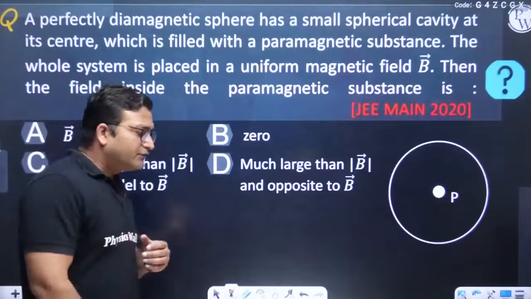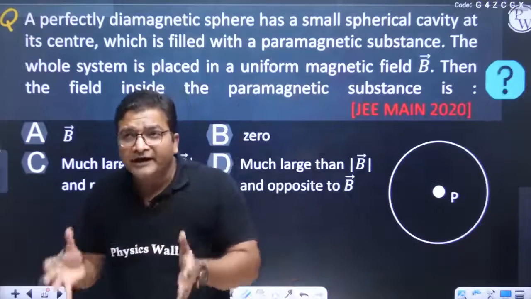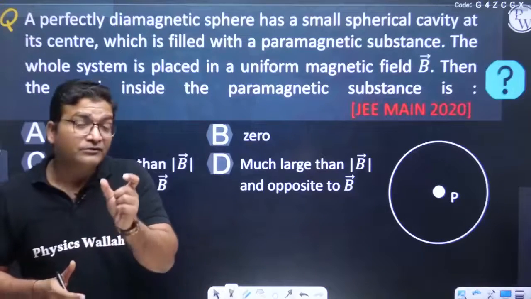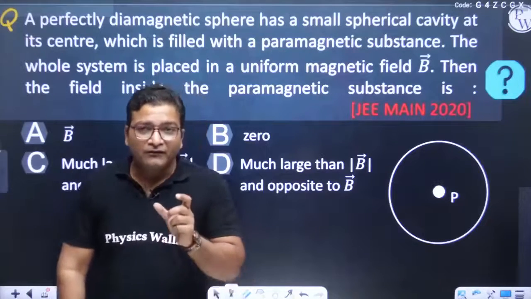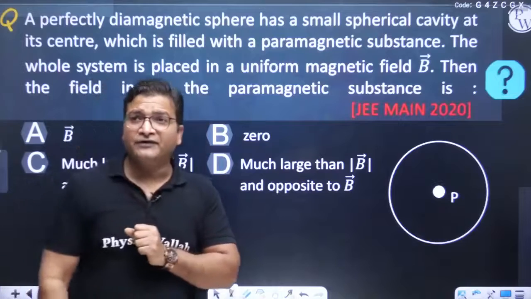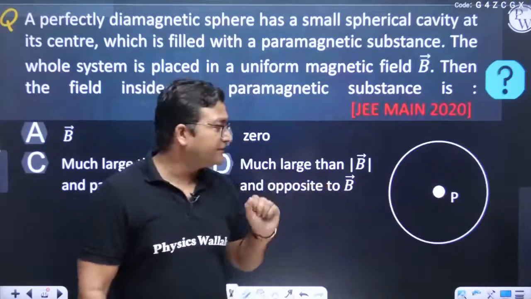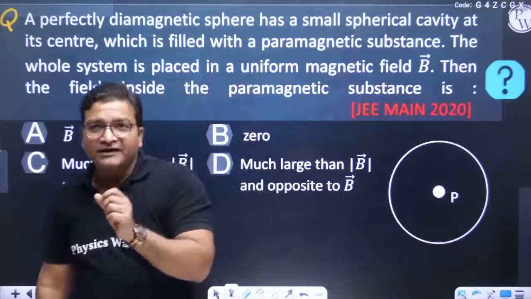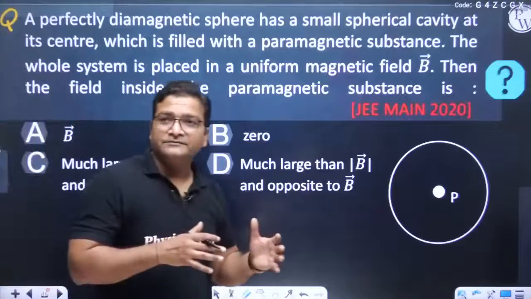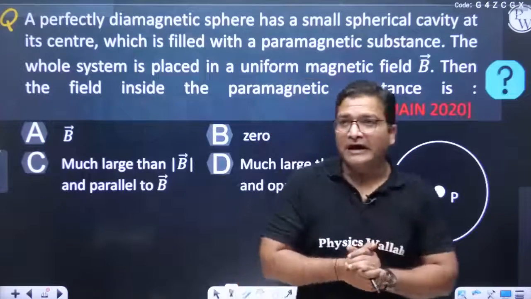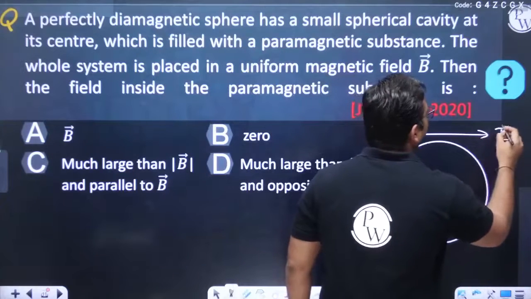Okay, so let us understand this question. Here we have a perfectly diamagnetic sphere. Try to notice the word perfectly diamagnetic. So if we have a perfectly diamagnetic sphere and it has a tiny spherical cavity at its center, and this cavity is filled with paramagnetic substance, the whole system is placed in a uniform magnetic field B. So this system is placed in an external magnetic field B.